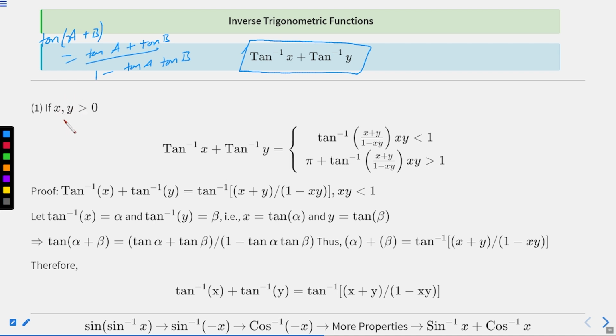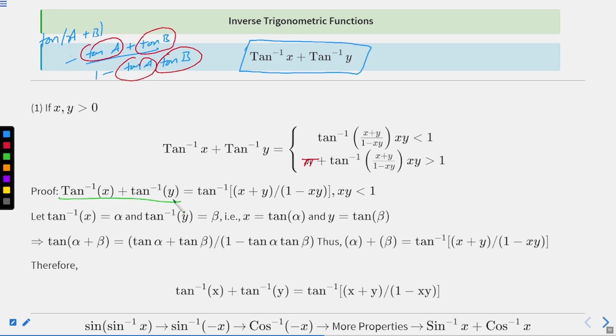First of all, if the xy product is negative, then what you will get is tan inverse of (x plus y) divided by (1 minus xy). Same as this: suppose this is your x, this is y, then 1 minus xy. Somewhat similar, not exactly, but you can make sense of it. And if the product is greater than 1, then you will have an extra pi over here. So let's see the proof.